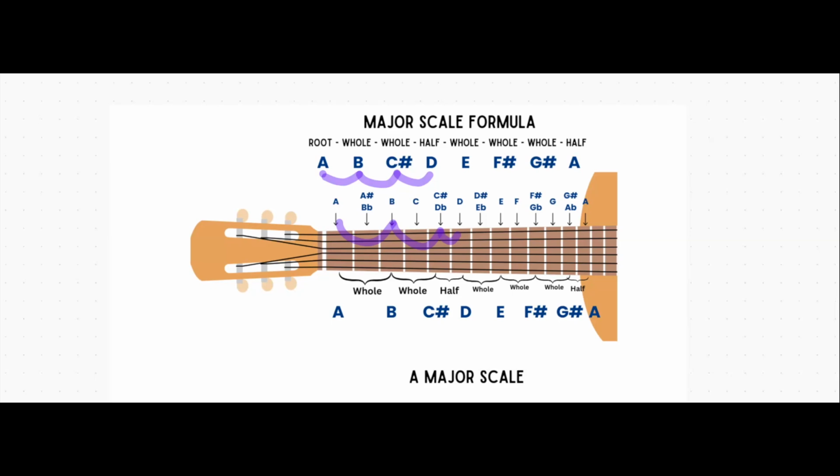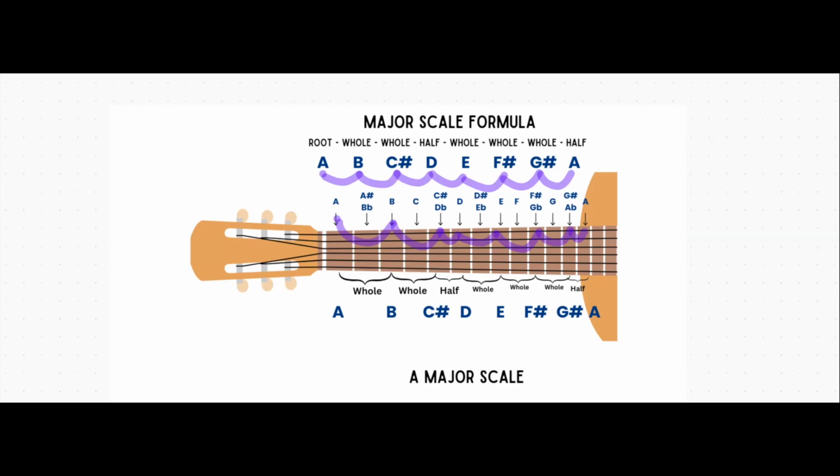And then from D to E is another whole step. Again, from E to F sharp is another whole step. So E to F sharp, two frets, whole step. From F sharp to G sharp, excuse me, whole step. And then back to the beginning, to the root, from G sharp to A is a half step, which is this A here. Okay? So whole, whole, half, whole, whole, whole, half.